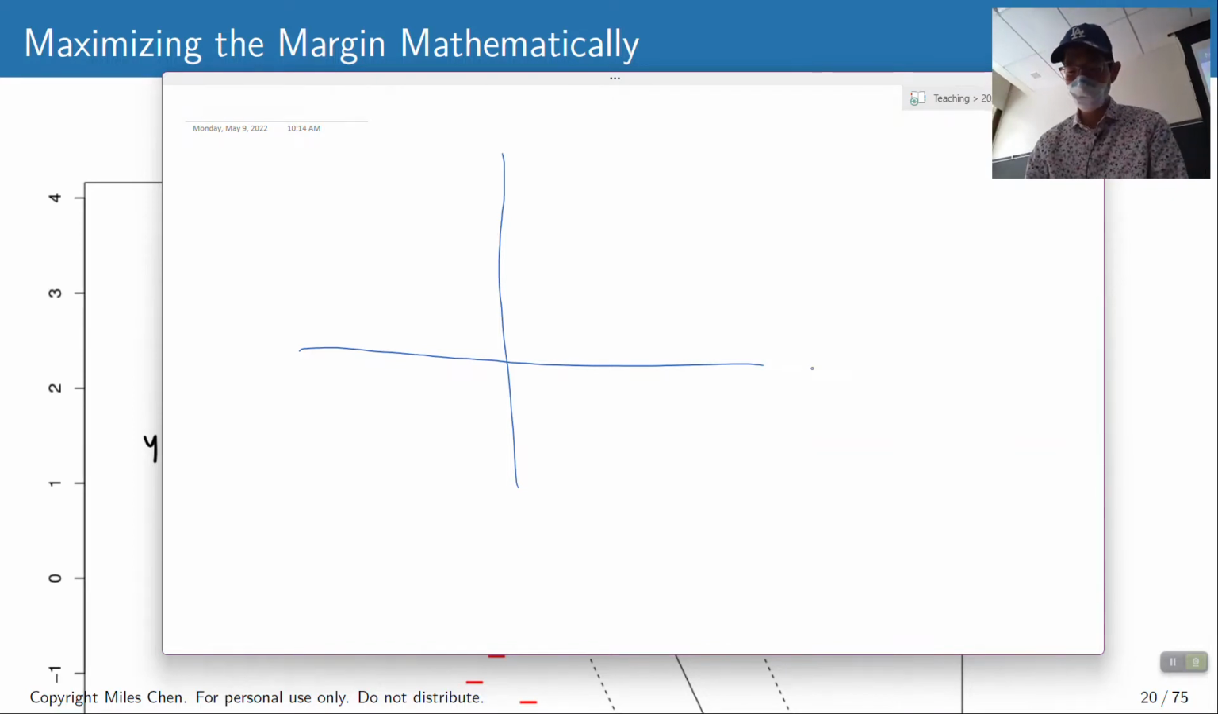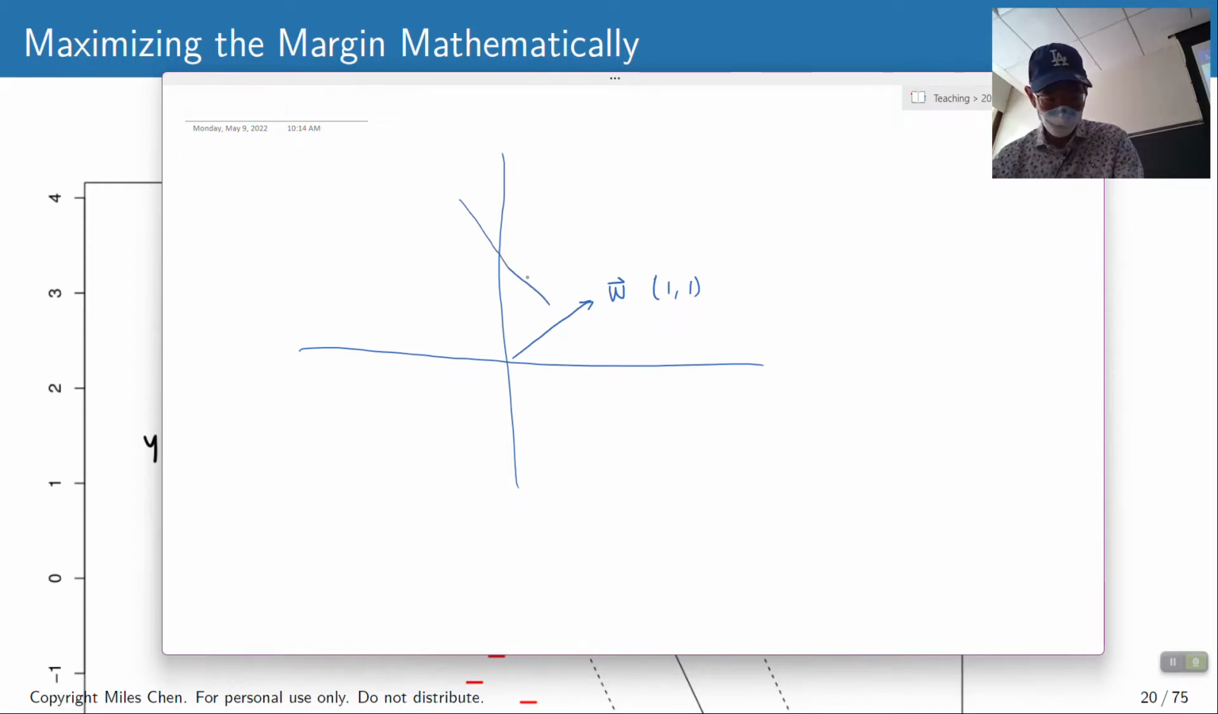This is tricky. Okay, so we need to have some kind of vector, right? We'll say this is our W vector, and let's just say this is the vector 1, 1, okay? And then to indicate that we want a line here, this is going to be our hyperplane, okay?